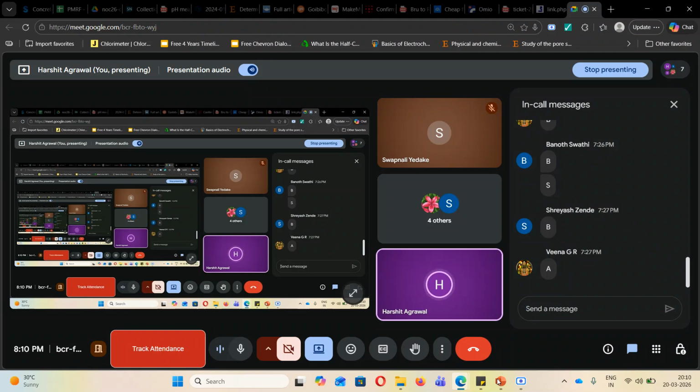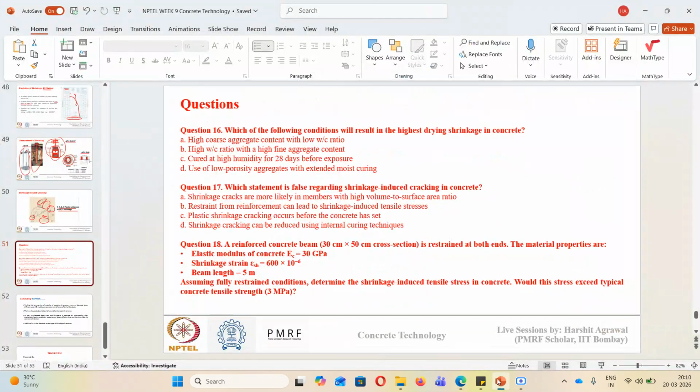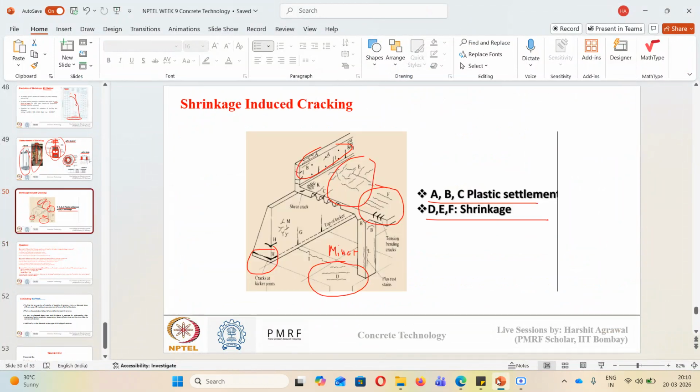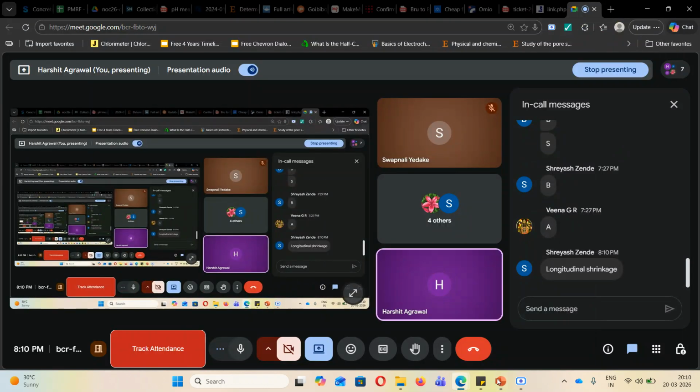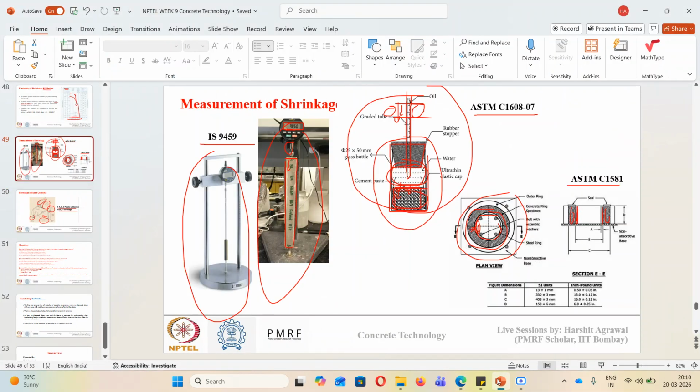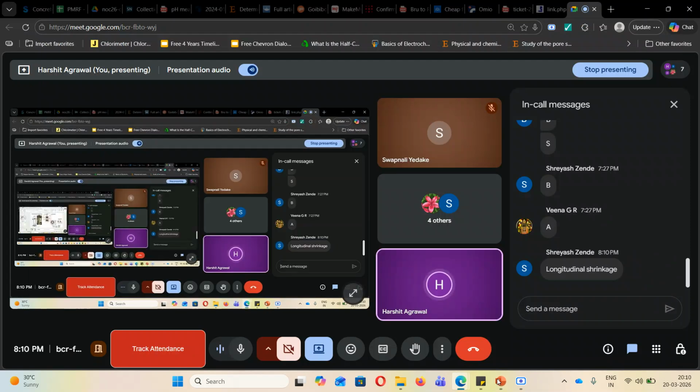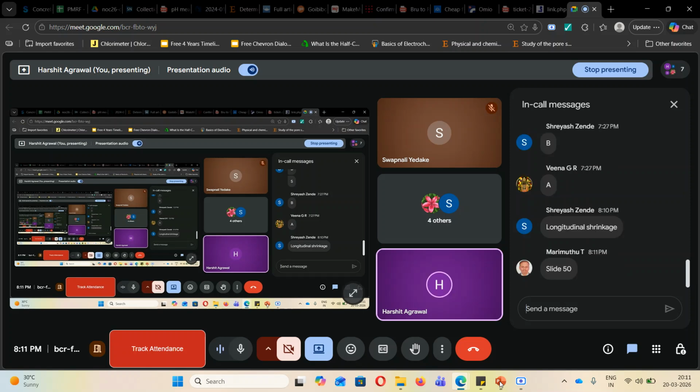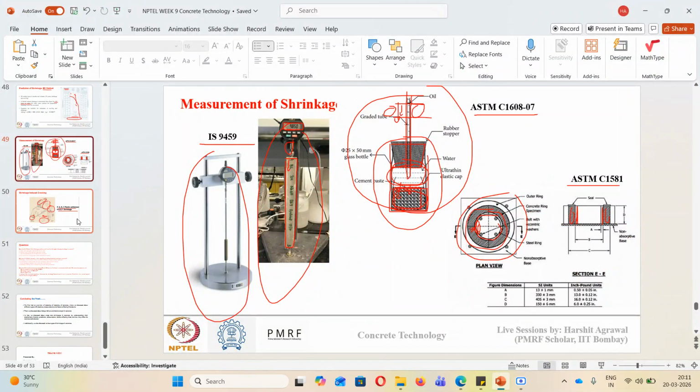Can anyone tell me where the network went off? So this is length comparator, longitudinal shrinkage, how we measure shrinkage based on change in length, right? Is that the stage? Slide 50.